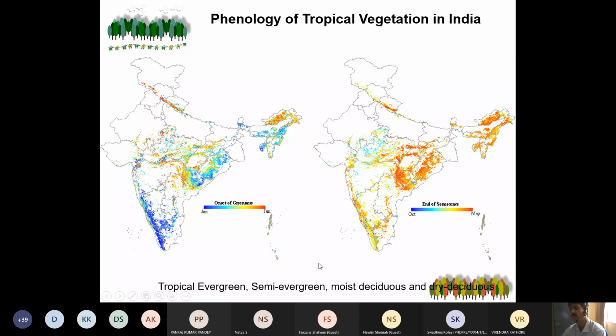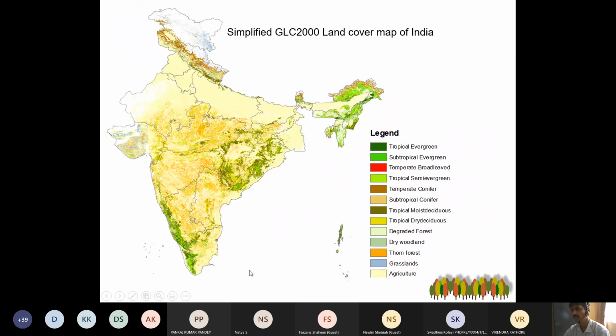We have tried four major vegetation types in India: tropical evergreen, tropical semi-evergreen, moist deciduous, and dry deciduous. This is a simplified GLC 2000 map, which is a global land cover map. Today we have European land cover, that means full global land cover, available even at very high spatial resolution. You can see it on the internet and download it.